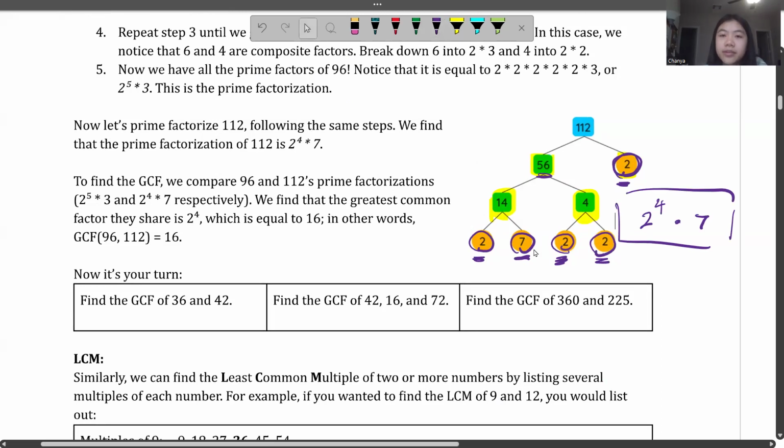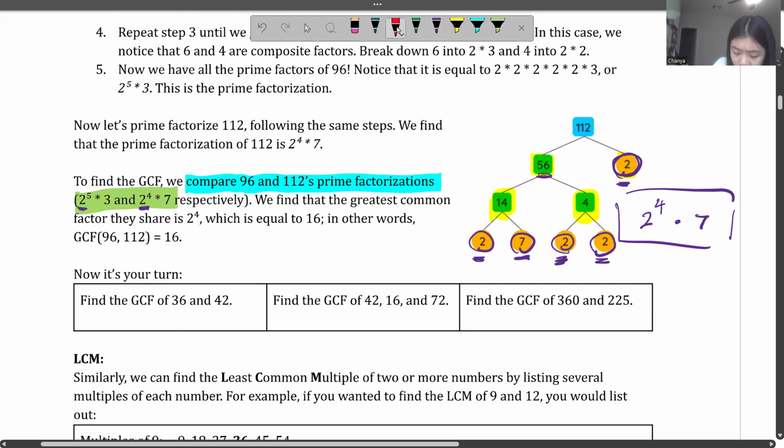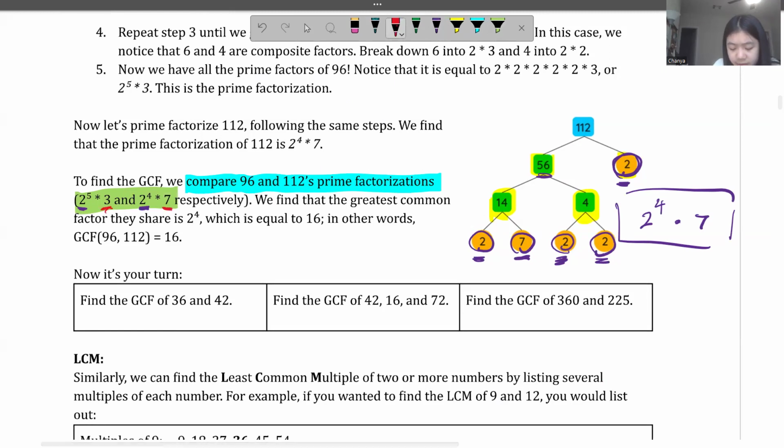So now that we prime factorize both numbers, we're actually going to find the GCF, which is what we've been waiting for. So we basically compare 96 and 112's prime factorizations, which are 2 to the 5th times 3 and 2 to the 4th times 7. And we basically take the highest power of the factors they have in common. For instance here, the only prime factor they have in common is 2, right? Because they don't both share a factor of 3. They don't both share a factor of 7.